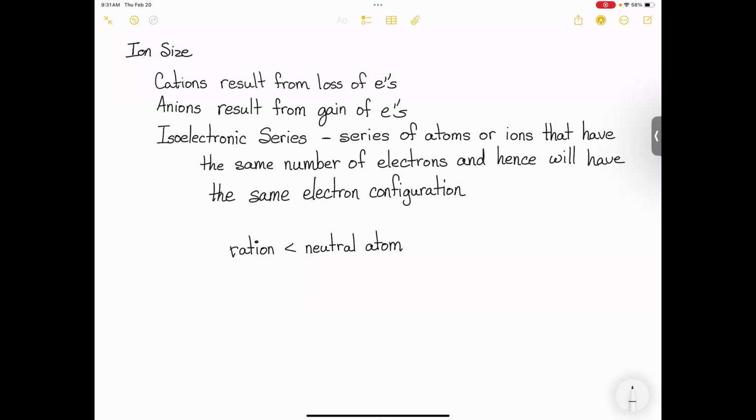Now, let's talk about the other option. And that is we have our family unit and we bring in more kids. What happens to the size of the family? It gets larger. Well, that's the same thing that happens when we bring in electrons. We're bringing in more kids into the atom, and therefore it's going to get larger. So a neutral atom is going to be smaller than an anion.